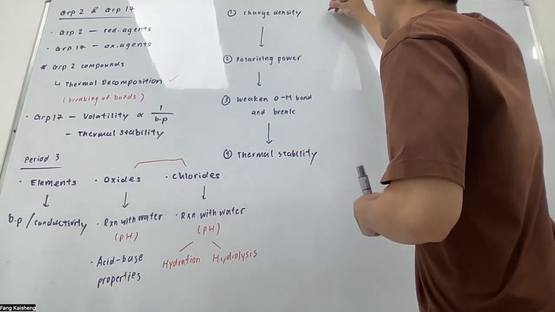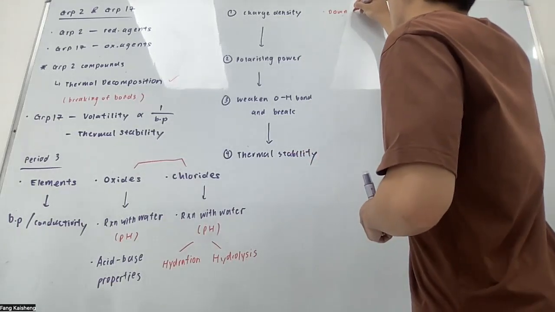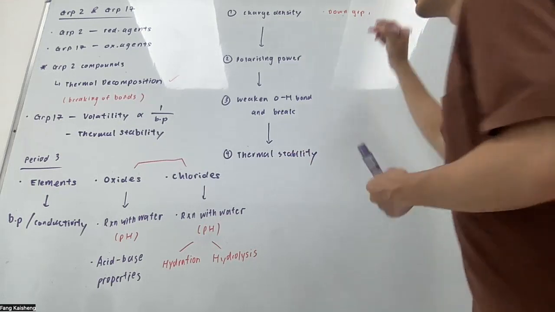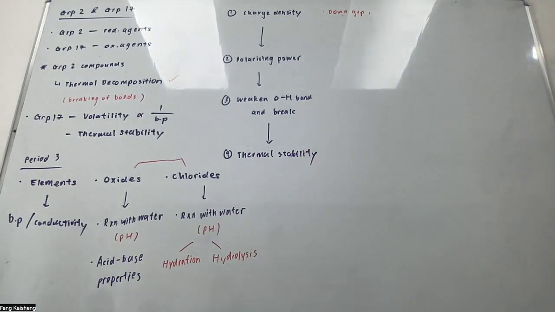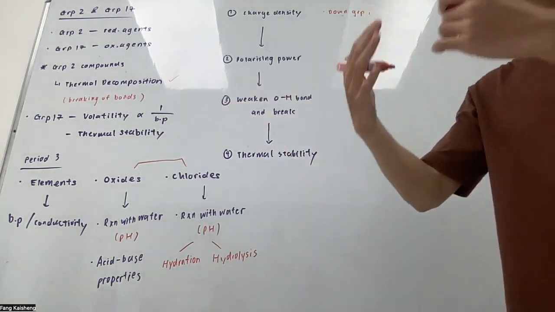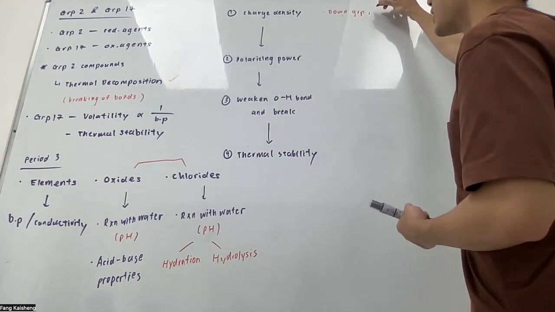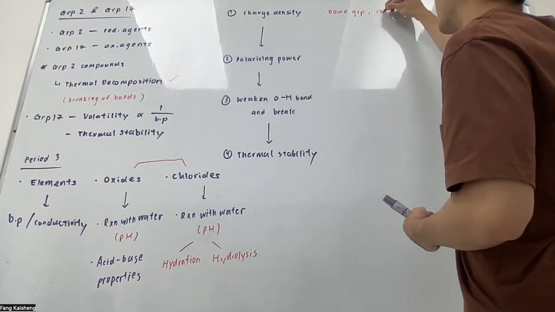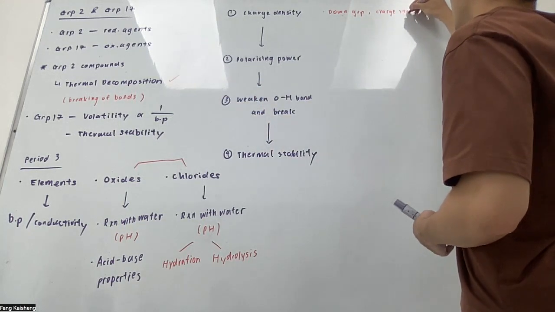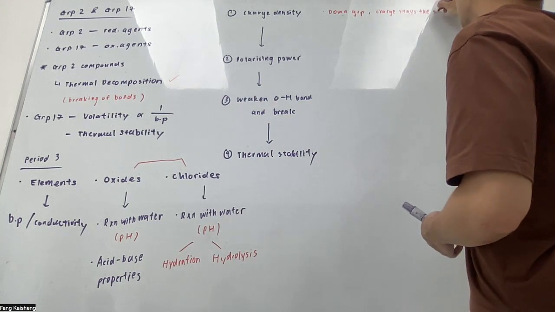Okay, so let's burn in our answer. I want you to check the answer, and of course, we're going to check for all the requirements. If you fulfill most of the requirements, that's a good sign, because I know you only see this a few times. And if you can fulfill most of the things, that's very good. But first, down the group, you must first tell me that the charge stays the same, but the ionic radius increases.